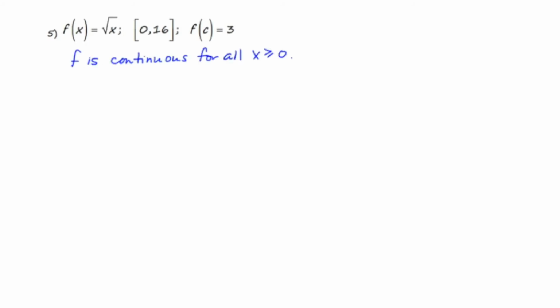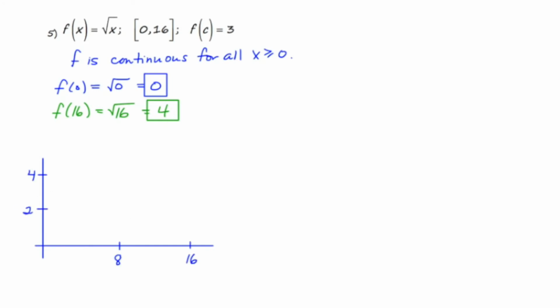The next thing I'm going to do is establish the height of the endpoints by first checking f of 0 and then f of 16. f of 0 is of course 0, and f of 16, the principal square root of 16, is 4. Now I'm going to draw a little graph to illustrate what I've gotten so far.